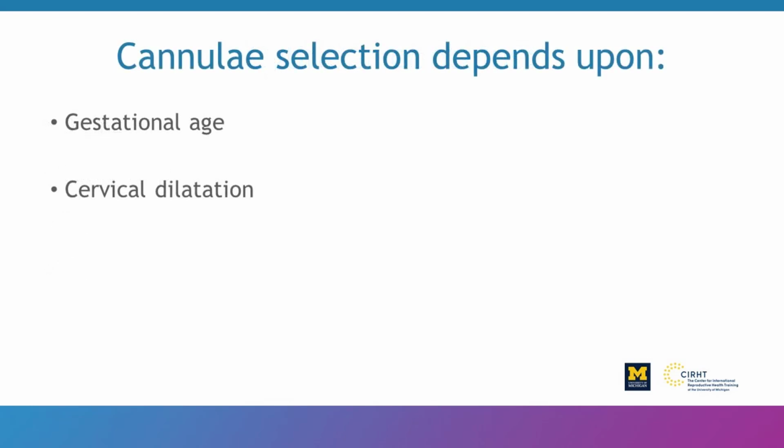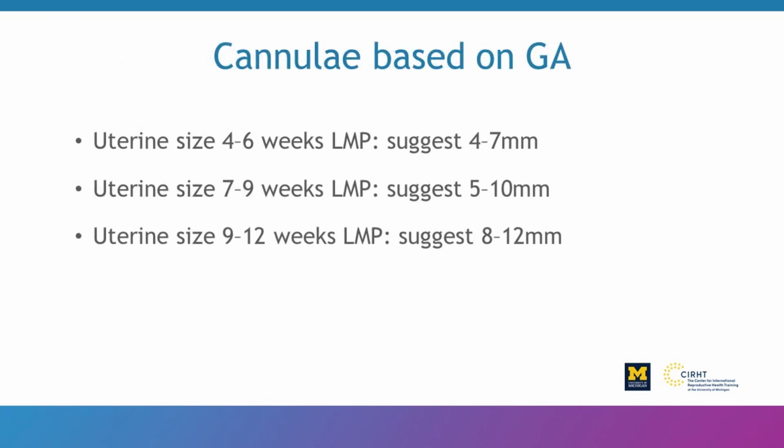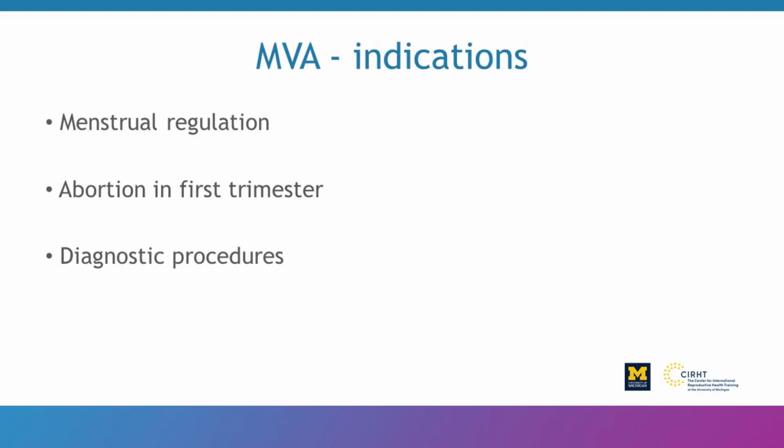So which cannulas to use? It depends upon the gestational age and the cervical dilatation. For lower gestational age, we use numbers 4, 5, 6 cannulas, and for bigger gestational age, we use the larger size cannulas. So this shows the gestational age in weeks and appropriate size cannulas. For a uterine size of 4 to 6 weeks, we can use number 4, 5, 6, 7 millimeter cannulas.